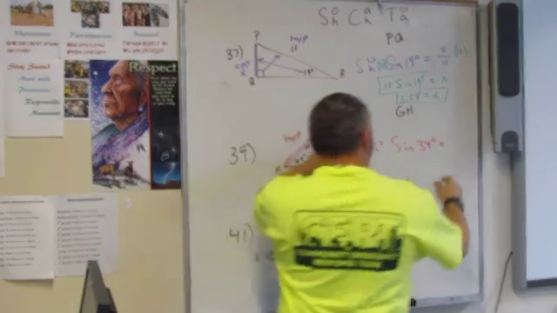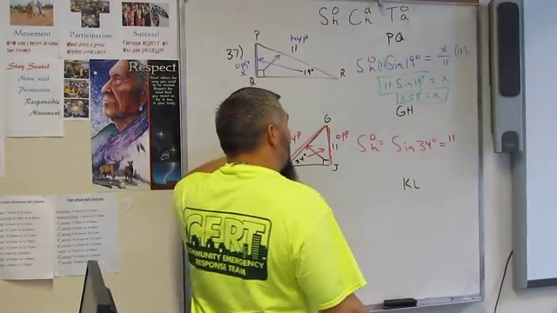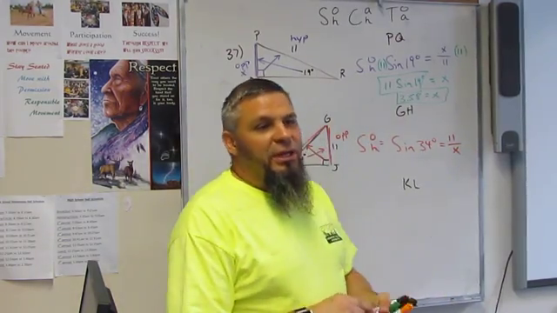Opposite 11 over hypotenuse, which is the x. All right, this one's a little bit more tricky.